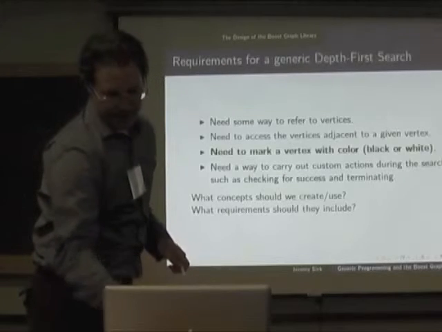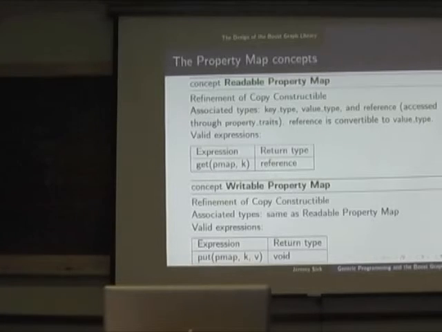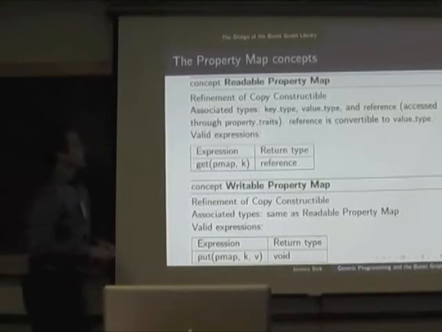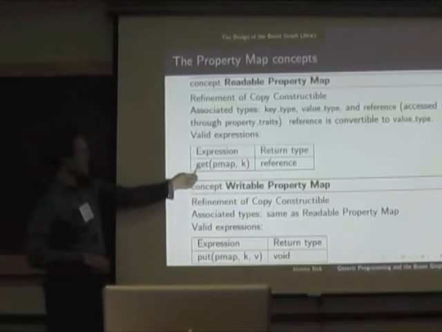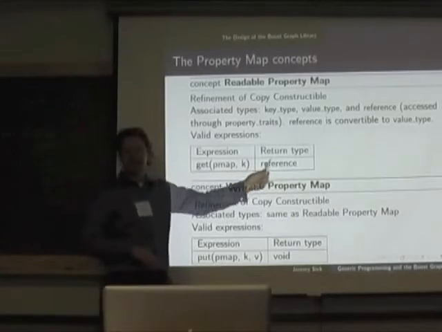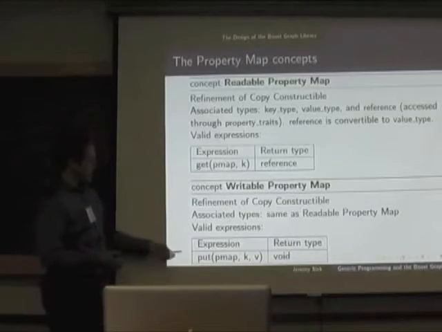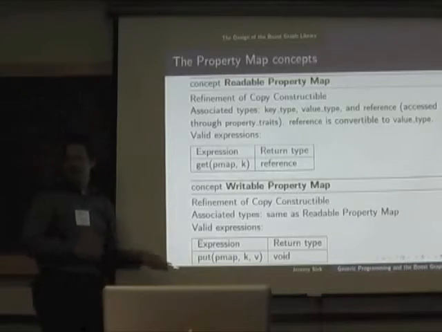All right, how about marking? This is where the property map concepts come into play. This is a really simple set of concepts. We have one that lets you do reading, so you can say get with a property map and a key, which gives you back a reference to the value underneath. And then put, where you give it a key-value pair, and it associates the key and value together.